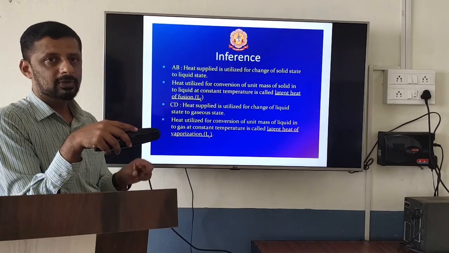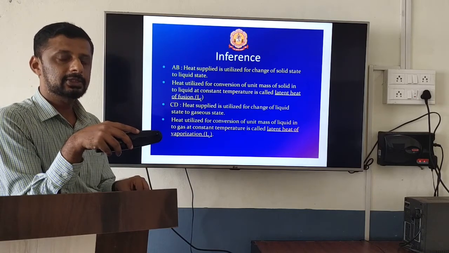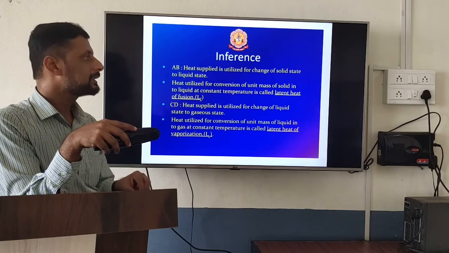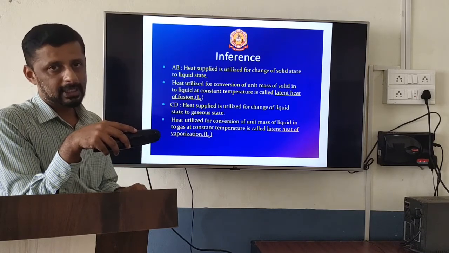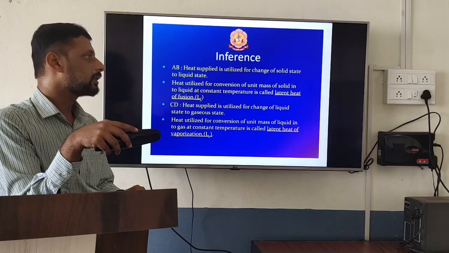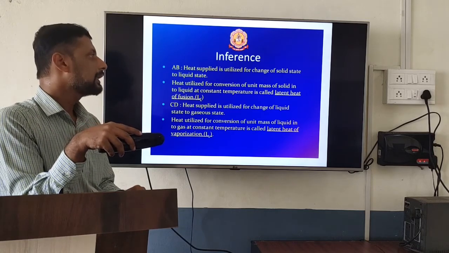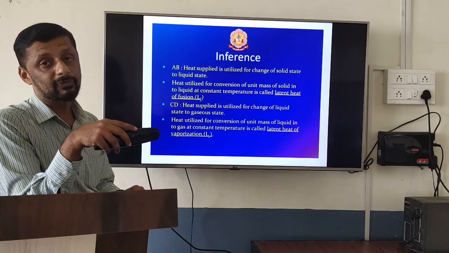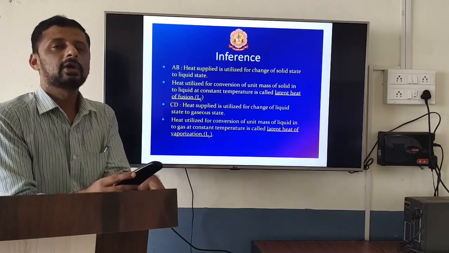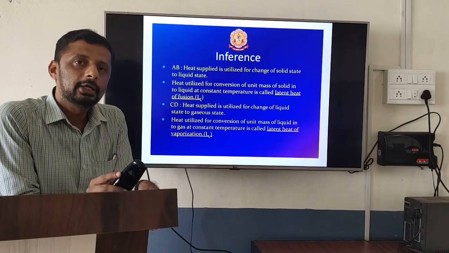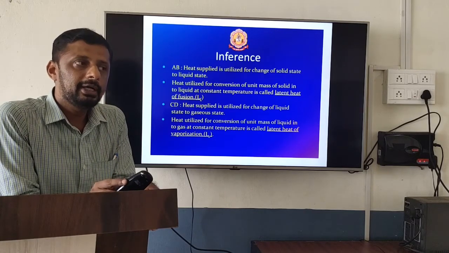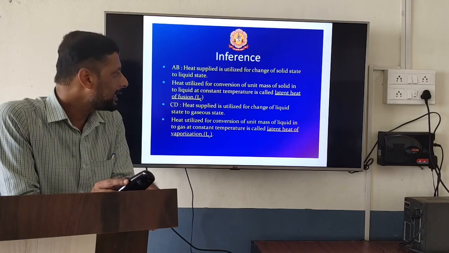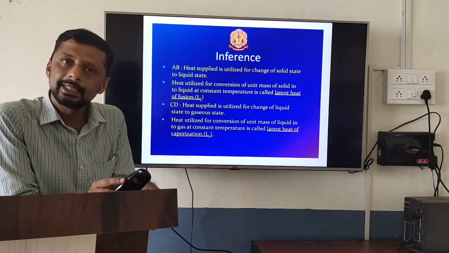So in the graph you observe there is a straight line which indicates there is a change in state from solid to liquid, which indicates the supplied heat energy will be utilized to change the state of the system, but the temperature remains the same. This heat is called what? Latent heat of fusion. That is the quantity of heat required to convert unit mass of a solid completely into liquid at constant temperature. That is called latent heat of fusion, denoted LF.